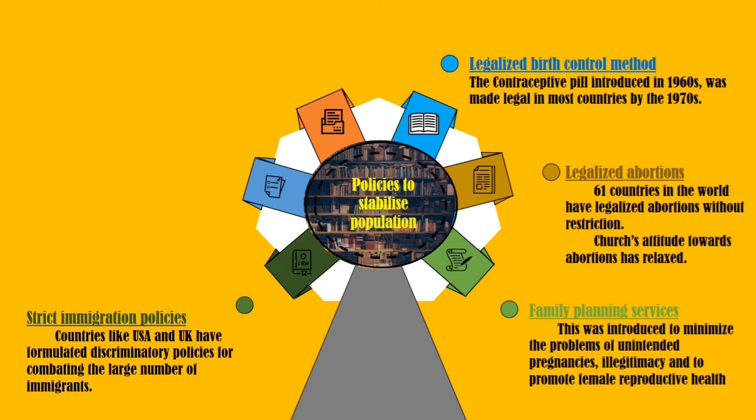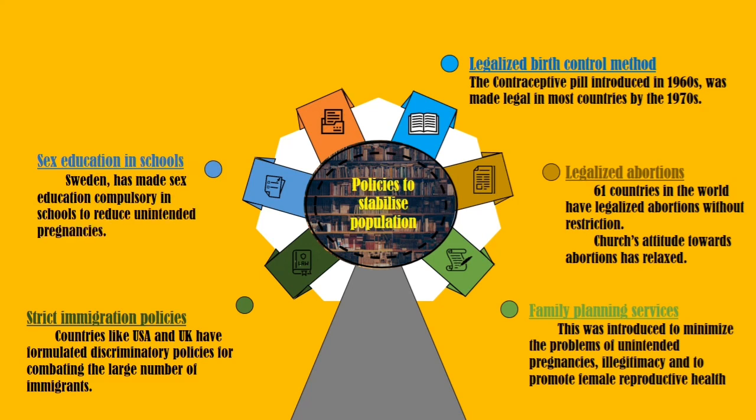Of course, these countries have attracted thousands or millions of migrants from around the world. Next is sex education in schools. Sweden has made sex education compulsory in schools to reduce unintended pregnancies. Of course, the Philippines also had a proposal of including sex education in its curriculum, though it was not made compulsory.